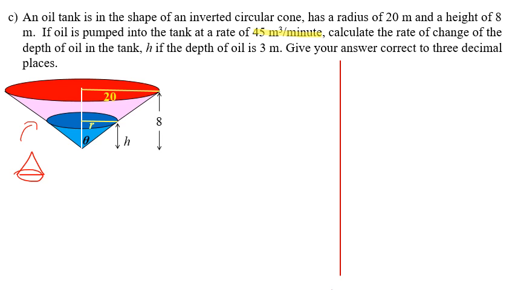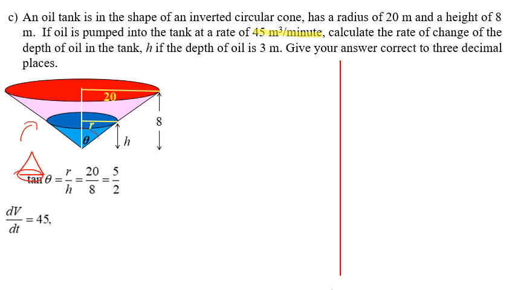the radius is R and the height is H, the angle remains the same, that is theta. So with that, we can relate tangent theta, that is R/H, equals 20/8. This ratio will remain. So using the relation of tangent theta here, we can relate R with H.